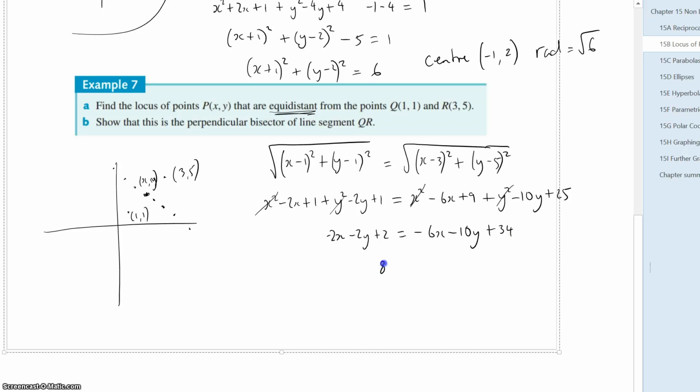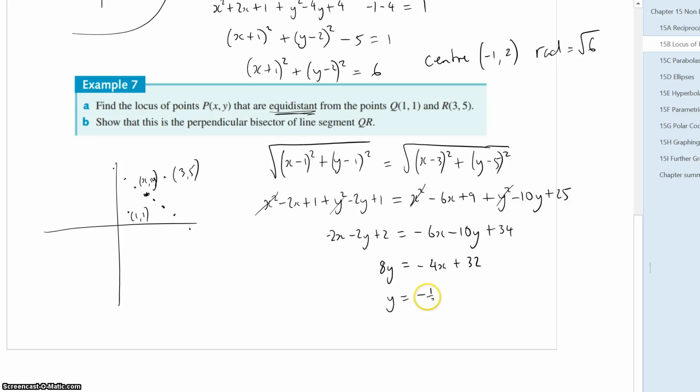I'll leave 8y on that side, so I'll add 10y on both sides. On this side I'll get −4x, and also plus 32. Then I divide everything by 8, and I get y = −½x + 4. That relationship should be the middle, smack bang in the middle of these two points, no matter what x value I choose, no matter what y value I choose.